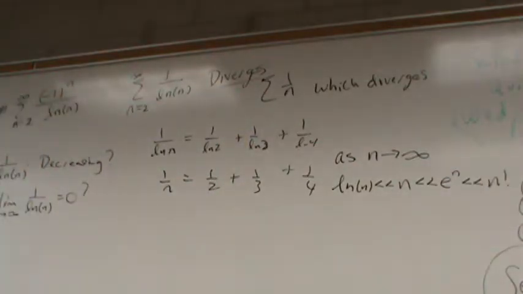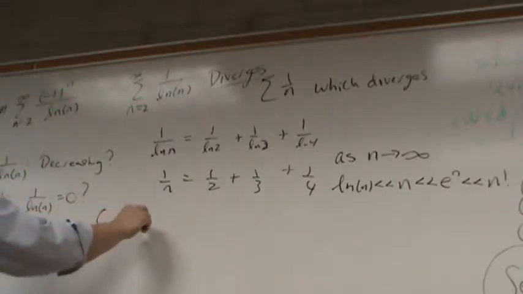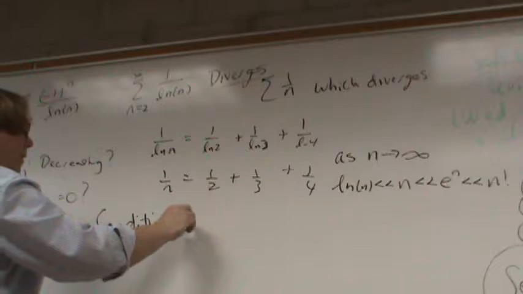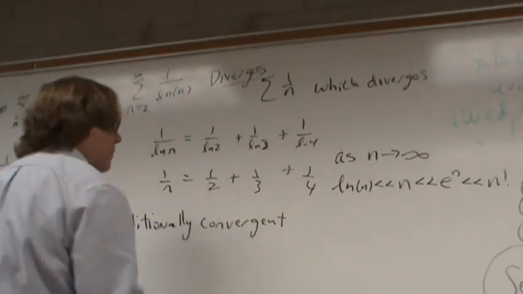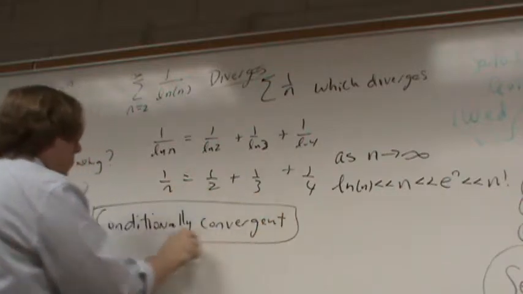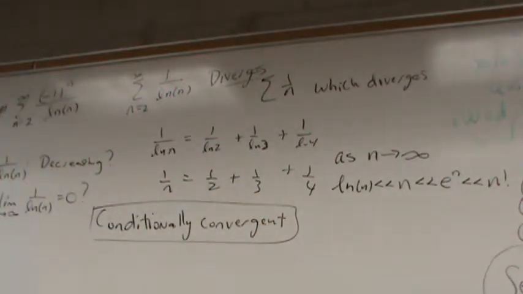So since my positive series diverges and my alternating series converges, what kind of convergence do I have here? Conditional or absolute? Conditional. Yeah, conditionally convergent. Conditionally convergent, because the alternating series converges and the non-alternating series diverges.